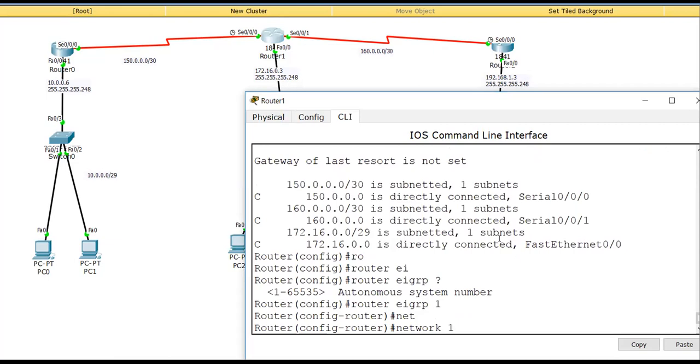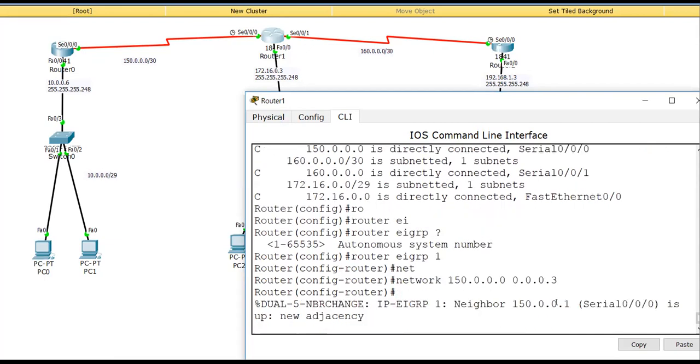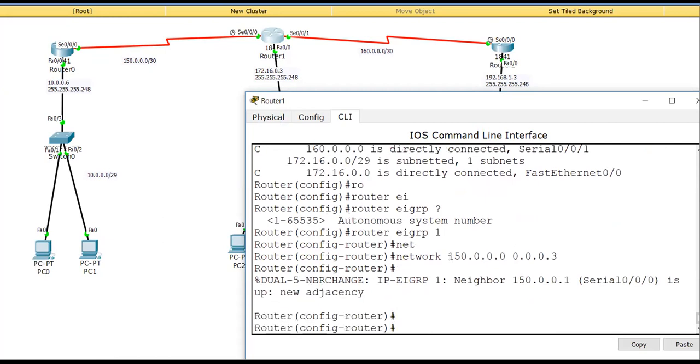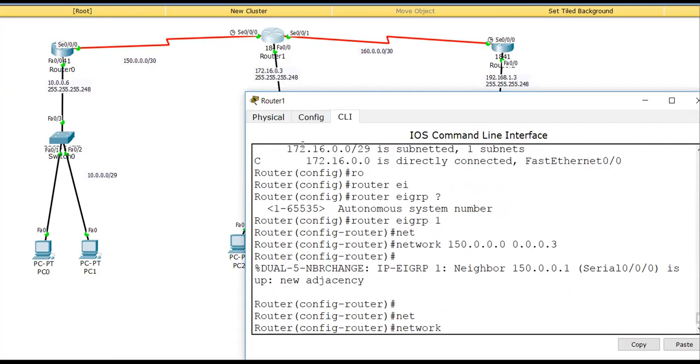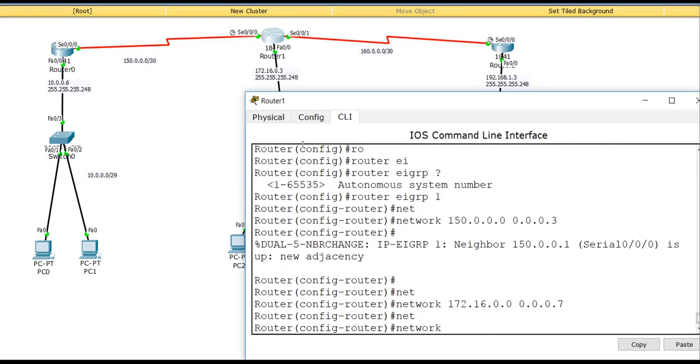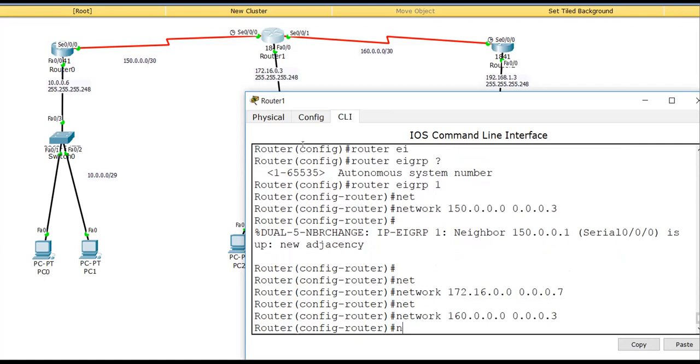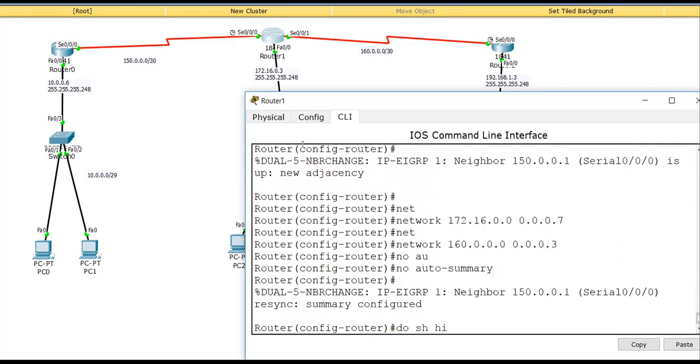network 150.0.0.0, 0.0.0.3. Now you can check. Here I have configured EIGRP with 150. Whenever I am going to configure this, one message will come: DUAL neighbor change, IP-EIGRP new adjacency. It means routing is done on this. Now network 172.16.0.0, 0.0.0.7. Network 160.0.0.0, 0.0.0.3. No auto-summary. Do show history.